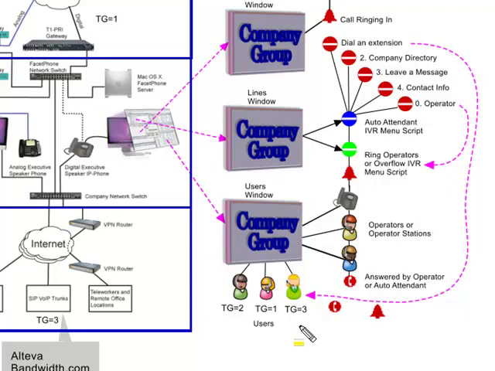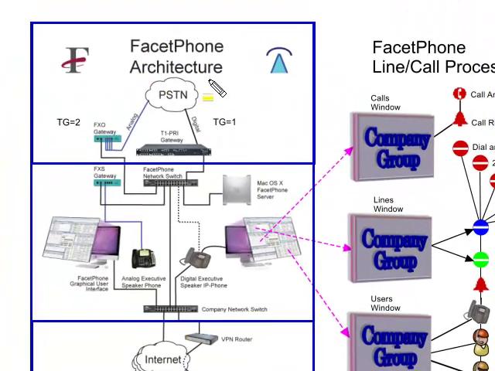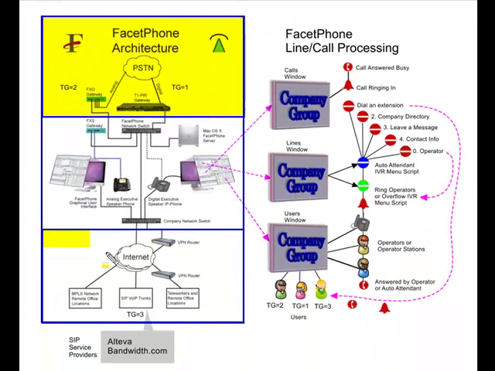This is the FacetPhone architecture diagram. The system is segmented in sections of incoming lines from the phone company, stations, equipment, and PBX server in the middle, and remote connections via the internet in the bottom section. Here in the top box, we have the PSTN cloud, or phone company. These lines are analog, or POTS lines, and these are digital, with a T1 PRI interface.